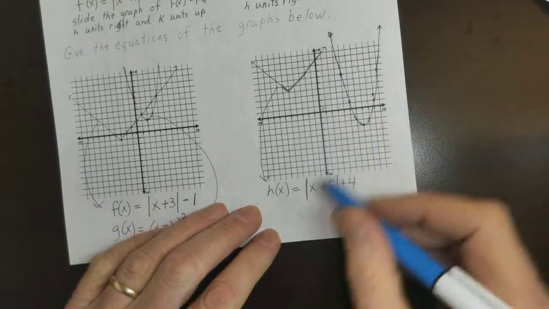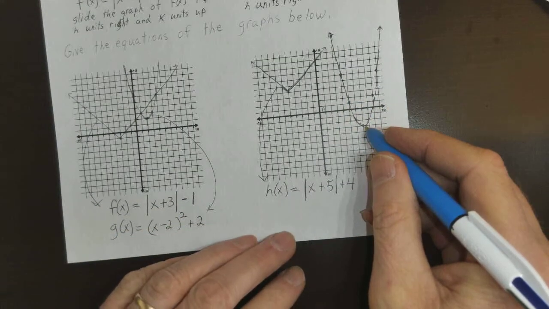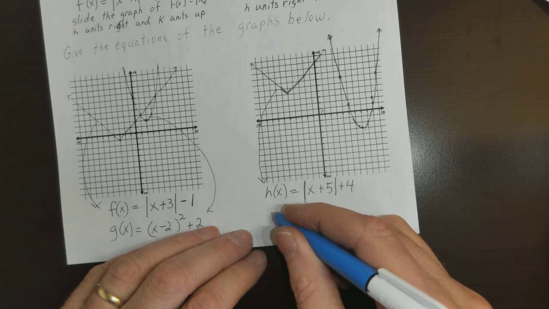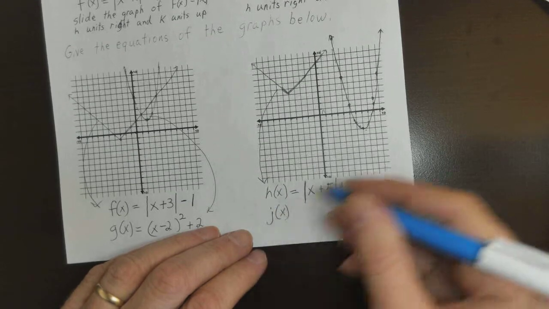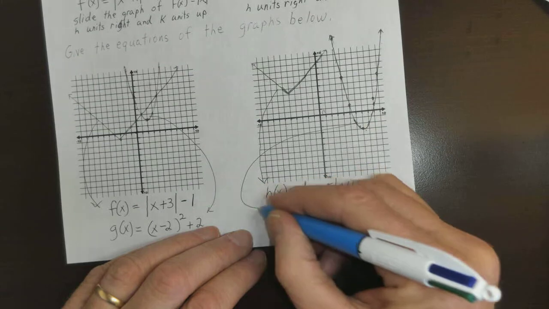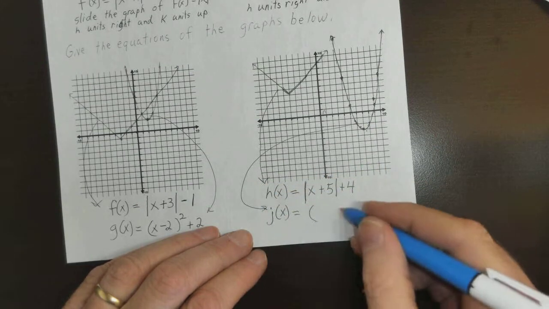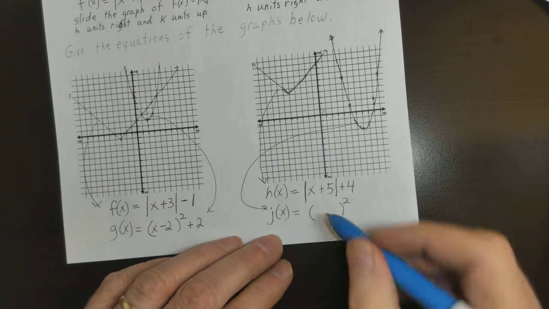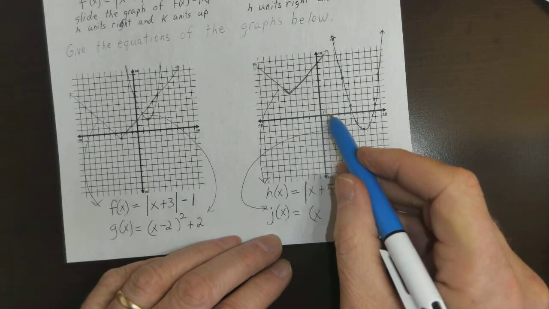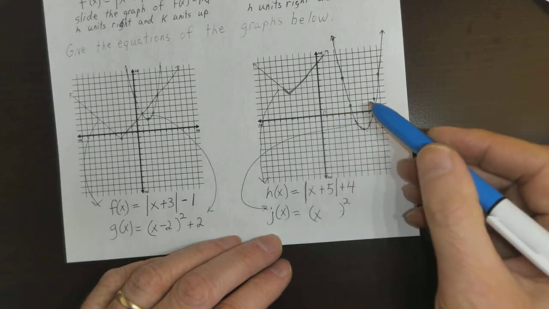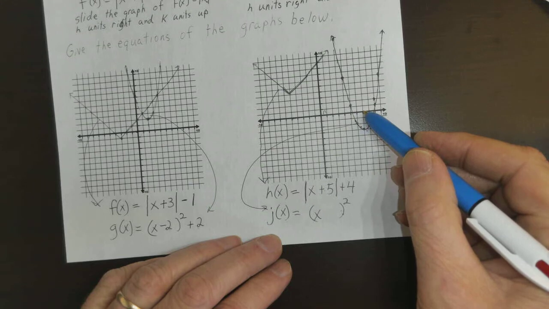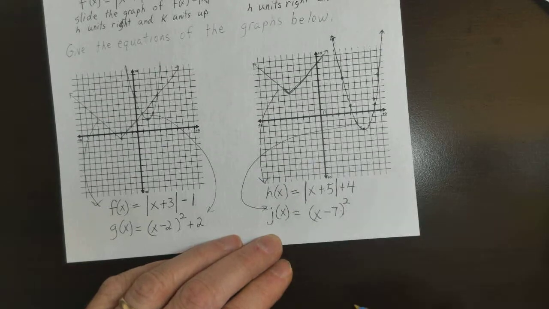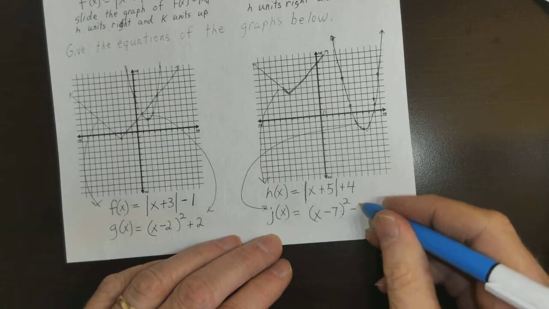Here is the quadratic function. I'll call this one j of x. This one is j of x. And it is the quadratic function. So it's going to be squared. So I'm going to take the x. I slid it 1, 2, 3, 4, 5, 6, 7 units right and 3 units down. 7 units right, that's x minus 7 squared. 3 units down, that's a minus 3 there.